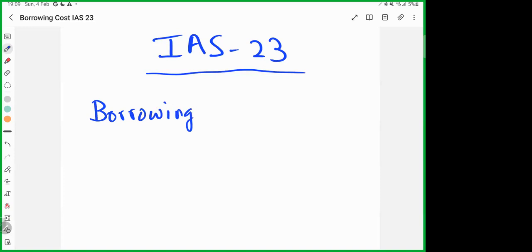Normally in a huge crowd, I generally ask the first question: what is borrowing? But between the three of us, we know what borrowing is. So we don't need to spend time elaborating on what is borrowing.